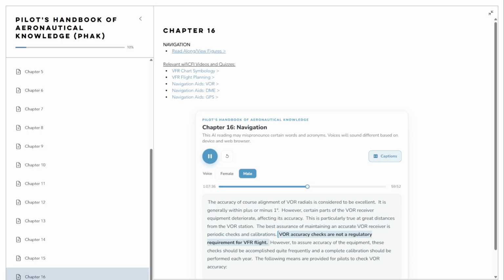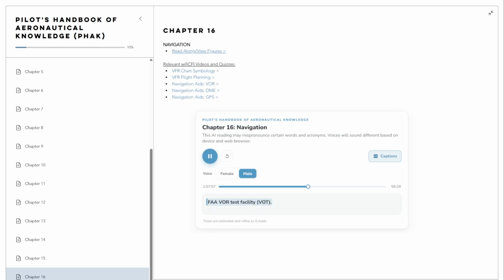VOR accuracy checks are not a regulatory requirement for VFR flight. However, to assure accuracy of the equipment, these checks should be accomplished quite frequently and a complete calibration should be performed each year. The following means are provided for pilots to check VOR accuracy. FAA VOR Test Facility, VOT. Certified Airborne Checkpoints. Certified ground checkpoints located on airport surfaces.